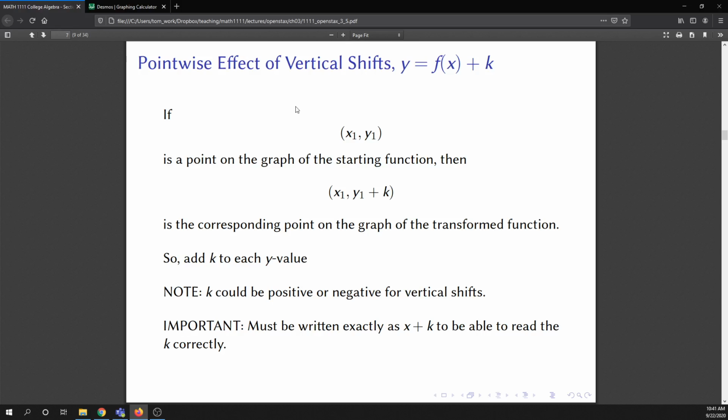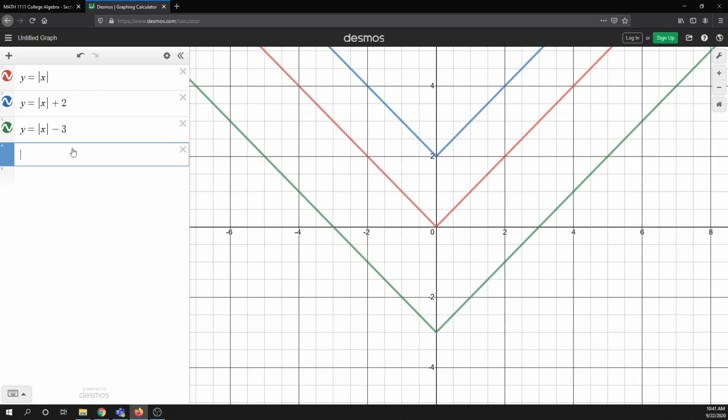So the pointwise effect is what happens when you add k to the function. And if k is negative, it's kind of like subtracting. All right, so for instance, if I look at this point 0, 0, that's on the red graph.